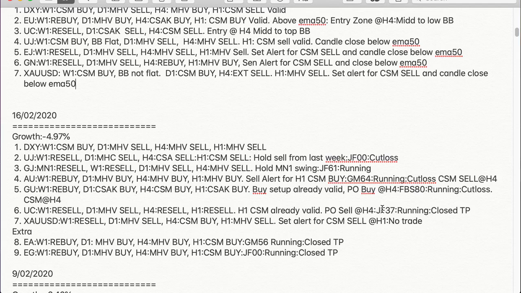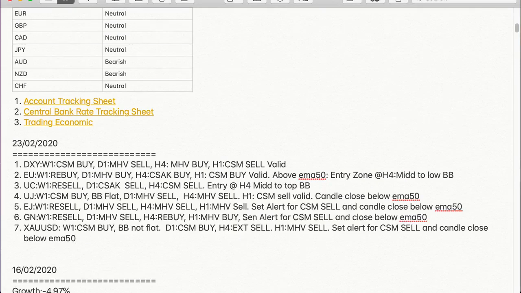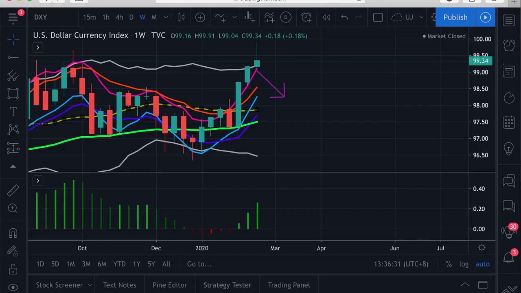Let's look at the setup for this week. For this week, we start by looking at the DXY for the general direction. In the weekly time frame, we can see the DXY is at the top BB. This is a re-entry sell setup because the BB is flat. As you can see here, the BB is flat.